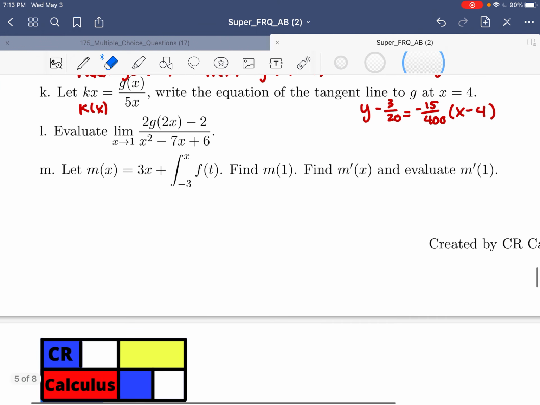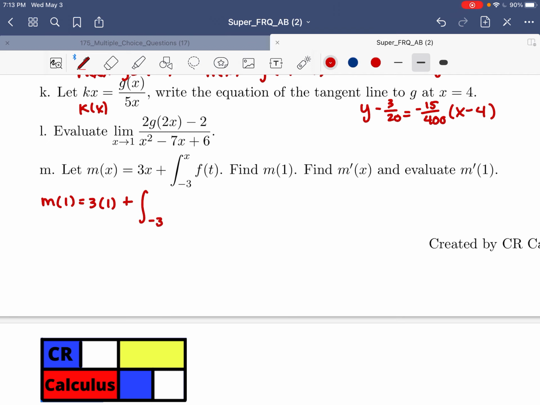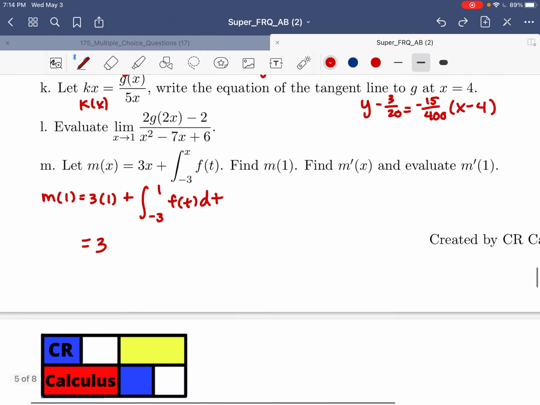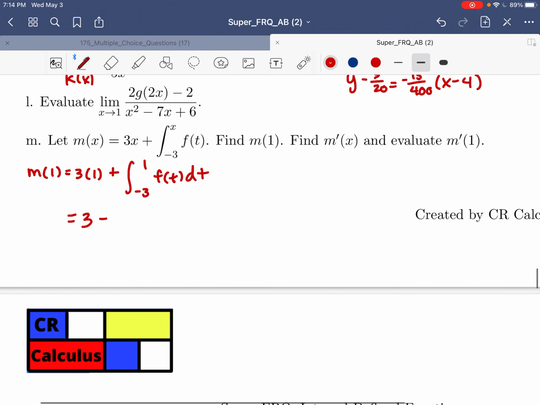Last one. We have m of x equals all of this. So first off, it says find m of 1. I'll just replace all the x's with the 1. So obviously this is going to equal 3. Then I need the area under the curve from negative 3 to 1. We found that so many times. It's just going to be negative 2 pi. So that's m of 1.